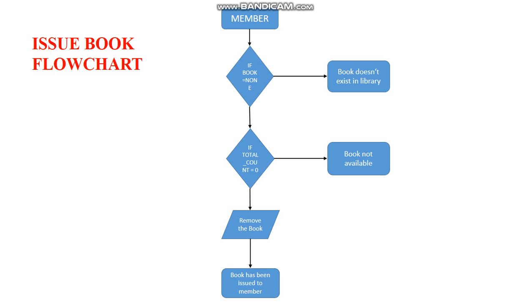So let's see the flowchart for the issue book. Here in issue book, a member goes and asks the librarian for a book. The librarian checks if the book is available or not. If the book is not available, it says that the book doesn't exist in the library. If it exists in the library, it checks if the total copies of the book are available. If the total count is 0, it says that the book is not available. But if it satisfies both conditions, it goes to the next step and removes the book from the inventory, and the book is issued to the member of the library.